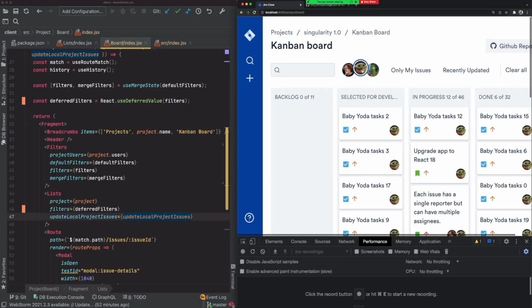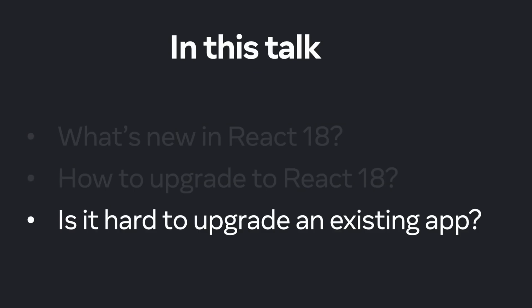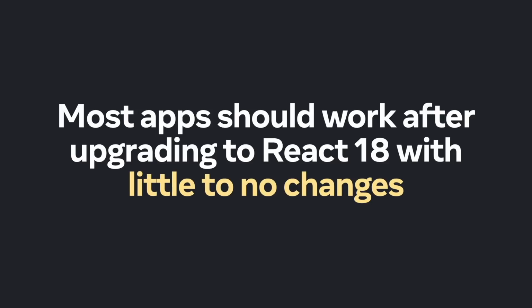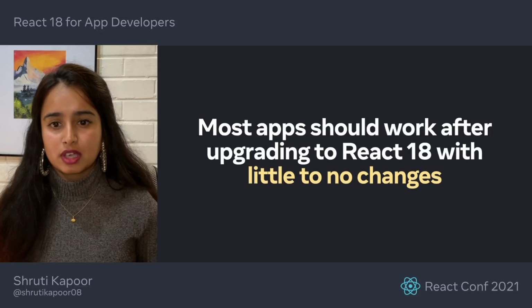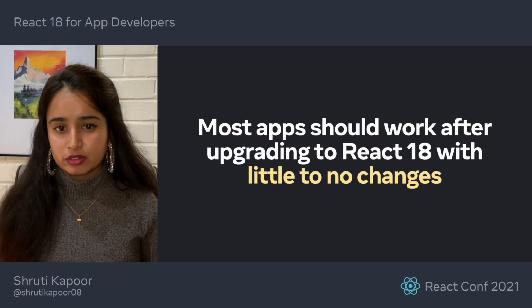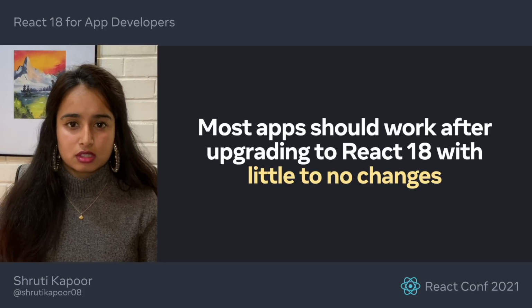So to wrap up, we saw how to upgrade our app to React 18 by updating our NPM packages, and we saw how to use a concurrent React 18 feature. Now I want to know if it's hard to upgrade an existing app. Well, I've tried upgrading a few different apps of different sizes, and I haven't run into any issues. So most apps should work after upgrading to React 18 and switching to createRoot with little or no changes.